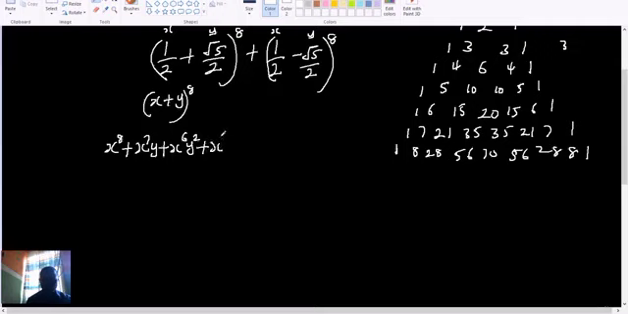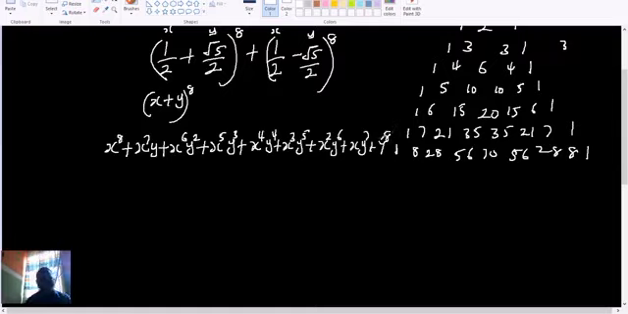So here you will have x raised to power 5, y raised to power 3, plus x raised to power 4, y raised to power 4, plus x raised to power 3, y raised to power 5, plus x raised to power 2, y raised to power 6, plus x raised to power 1, y raised to power 7, plus y raised to power 8, x raised to power 0. So that is what we have. Now, this is the expansion.